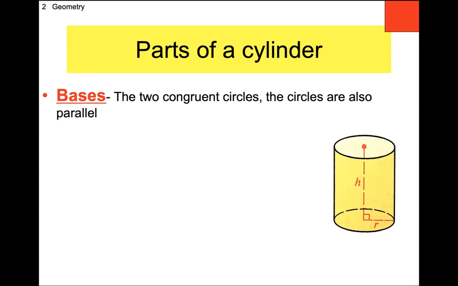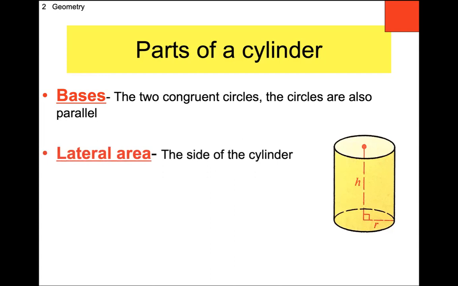But the two circles of a cylinder, and it's like a can of soup, right? The two circles have to be the same size. Oh, and lastly, the two circles are also parallel to each other. So top and bottom are parallel. So we'll talk about the side, that rectangle that joins the two circles. That would be called the lateral area. Some books call it the lateral surface. Lateral area is fine.